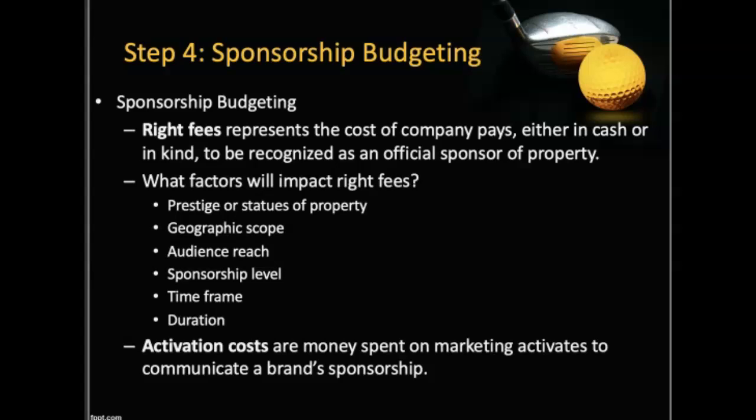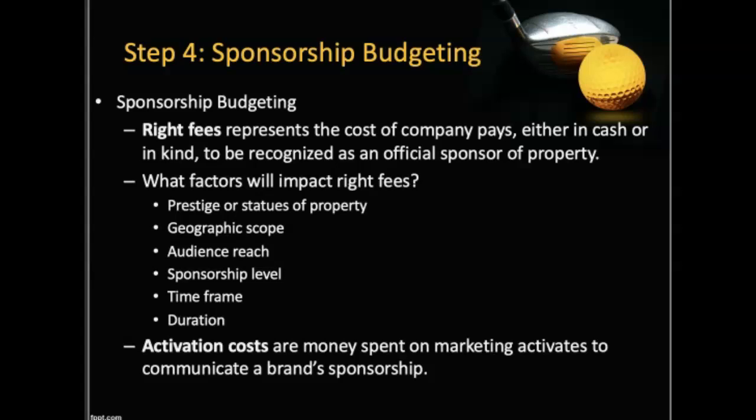Because these are well-known events, NFL, well-known events with higher audiences, the sponsorship fee is higher. NBA is a global event, right? So sponsorship is higher, right? Geography scope is also a factor. If you target a bigger area, obviously the sponsorship fee will be higher. Target a smaller geography, the sponsorship fee will be lower. And audience reach, obviously, for the most popular events, the cost will be higher.